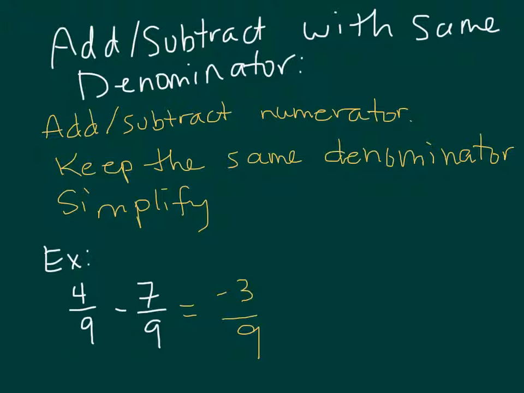And then I simplify. Okay, so 3/9 simplifies to 1/3. Now, if one of the numbers is negative and the other is positive, that's going to make the whole fraction negative. So -1/3 would be my answer.